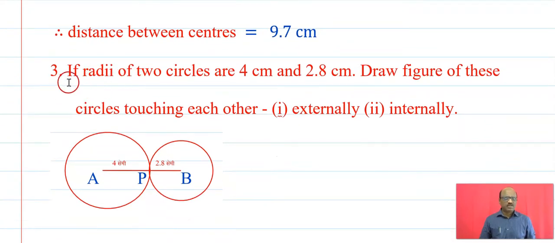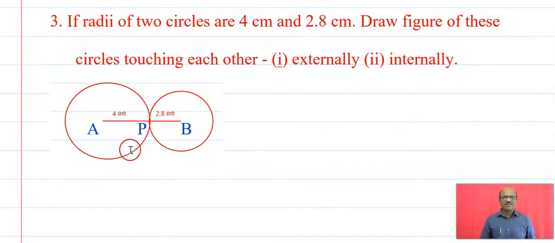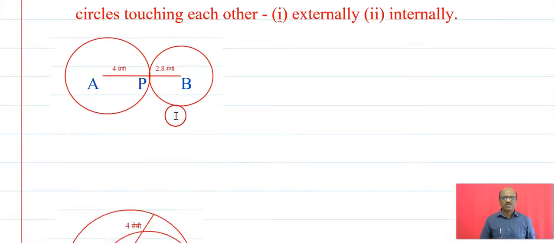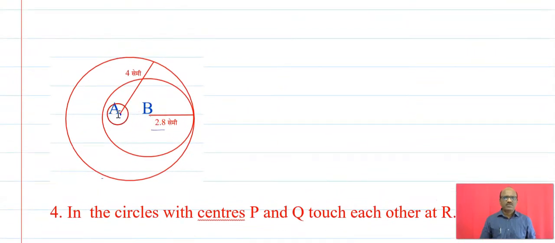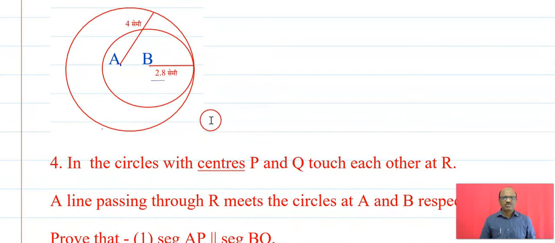Now problem number 3. If the radii of two circles are 4 cm and 2.8 cm, draw figures of these touching circles, that is, externally and internally. In the first figure, the circle with center A has radius 4 cm and the circle with center B has radius 2.8 cm, and P is their point of contact. For figure 2, these two circles touch internally, having center A and center B. You can draw this figure.